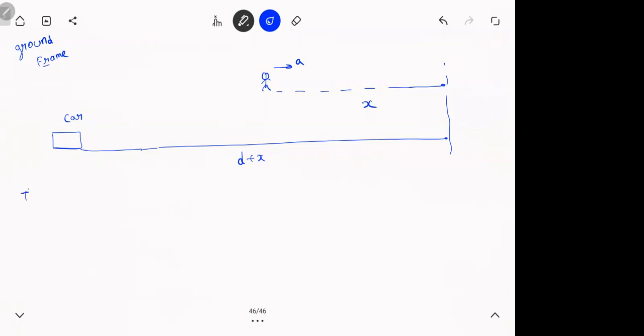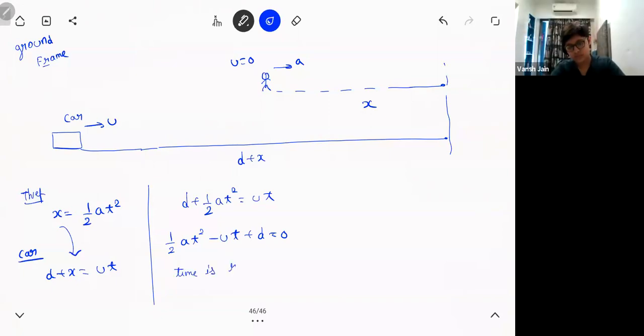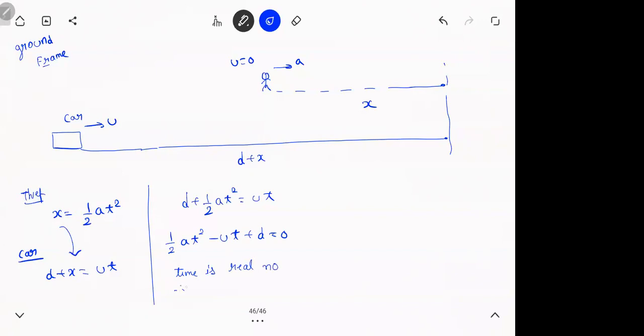So for the thief, x is equal to, u is 0, so half at square, initially starting from rest. And for the car, he's traveling d plus x, acceleration is 0, so ut. Because they'll be caught in the same time. So take x from here and substitute here. Then you get d plus half at square is ut. You get a quadratic equation, half at square minus ut plus d. Now here, time is a real number, therefore the roots should be real.